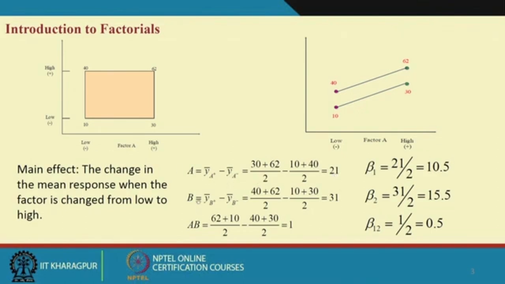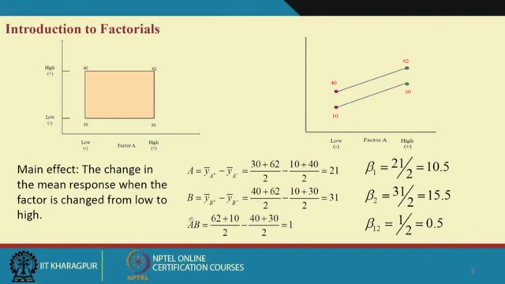In the same manner, you can compute the B effect. For the B effect, when B at high, the average will be 62 plus 40 by 2. When B at low, the average will be 30 plus 10 by 2. So, ultimately the difference is 31. It indicates that when you change B from minus 1 to plus 1, or low to high, the change in y will be 31 units.